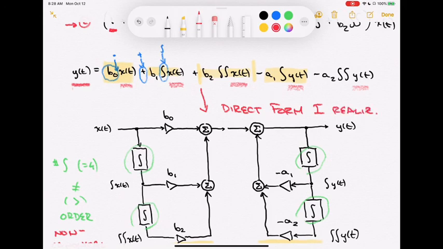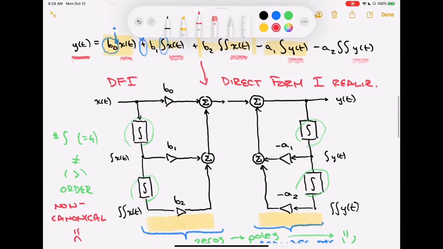This gets to be kind of boring to write out every time, and so what you'll see it called is a DF1. DF1 is just a realization of an integral system representation, an integral equation, right? And it's one that puts the zeros first followed by the poles. It's one that is non-canonical in the number of integrators, and it follows directly from the integral equation, something along those lines, a DF1.